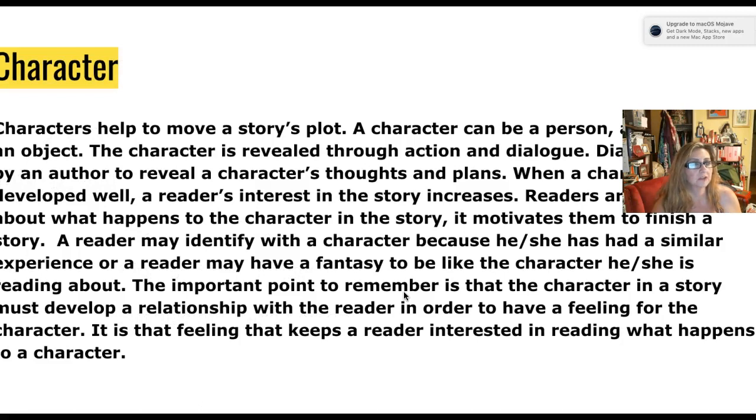Characters help to move a story's plot. A character can be a single person, an animal, or an object. The character is revealed through action and dialogue. Dialogue is used by an author to reveal a character's thoughts and plans, or also their characteristics. When a character is developed well, a reader's interest in the story increases.